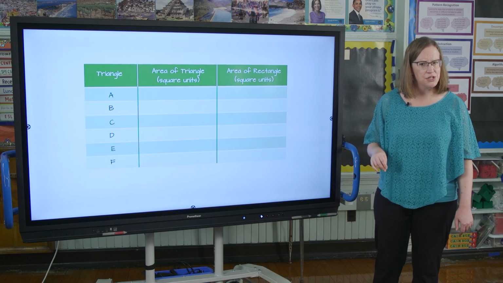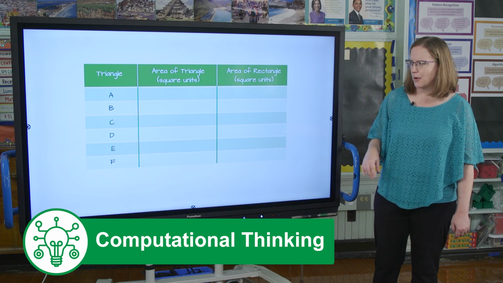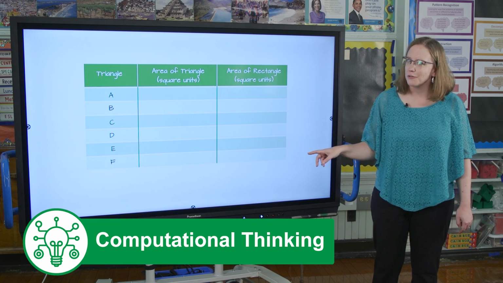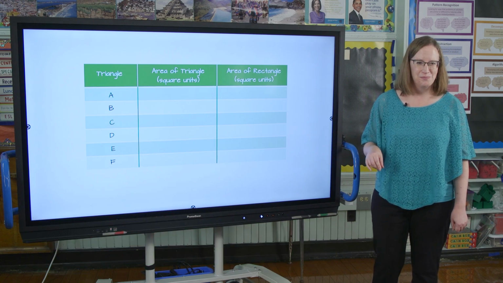And then maybe you can even talk to a partner when you're done about whether that pattern is going to be true for every triangle and how you know. After students notice that the area of the triangle is half the area of the rectangle, a next step is to use that pattern to develop a formula for the area of a triangle. Area equals 1/2 base times height.